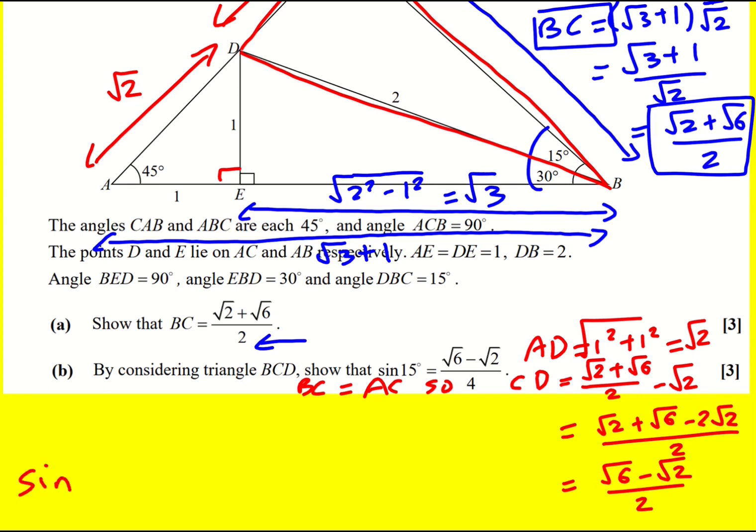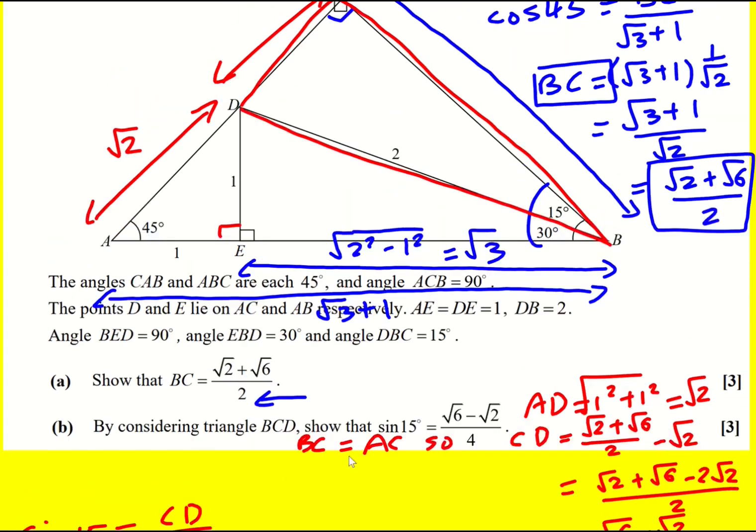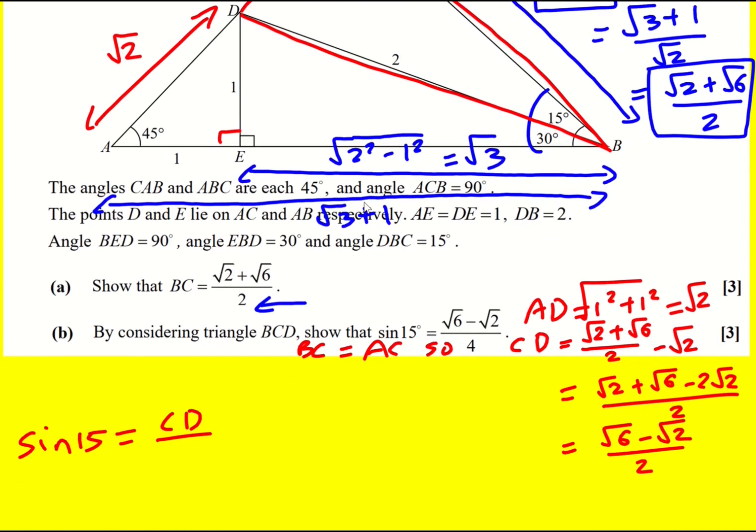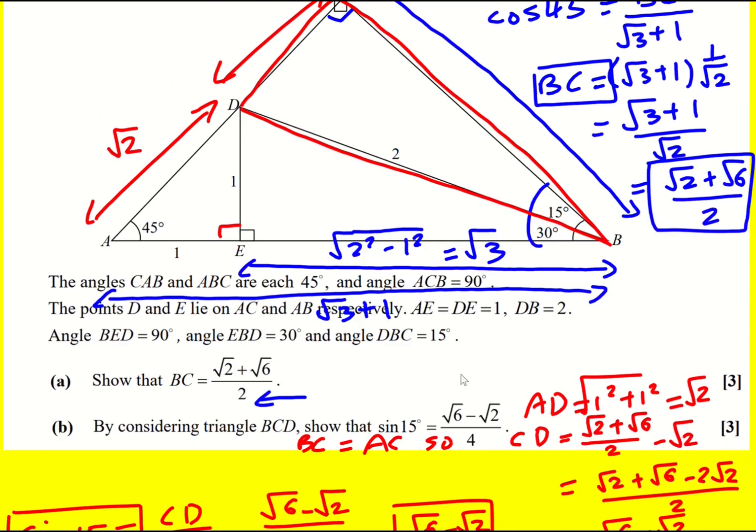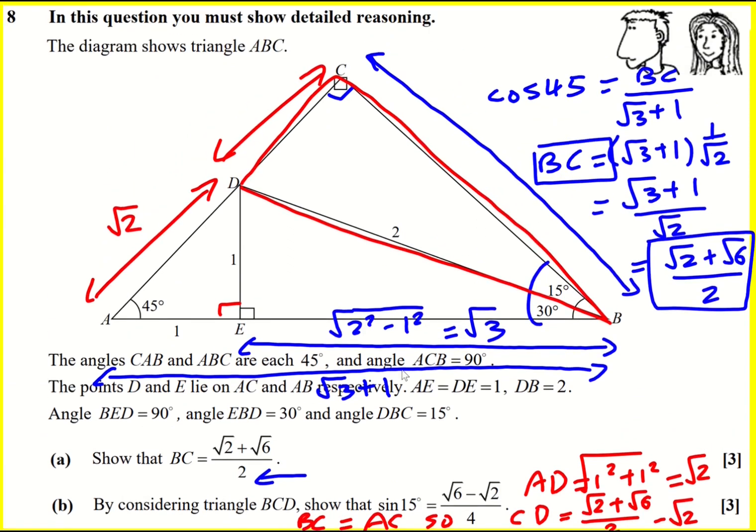And therefore, sine 15 is going to be CD over 2, because that's the hypotenuse here, so BD, 2. So it's root 6 minus root 2 over 2, all over 2. And that gives root 6 minus root 2 over 4. And we've done it. And what a really nice result. If you know your exact values of trig, your sine 30 and so on, you can write them down. And this is like a first principles derivation of sine 15. So, really good question.